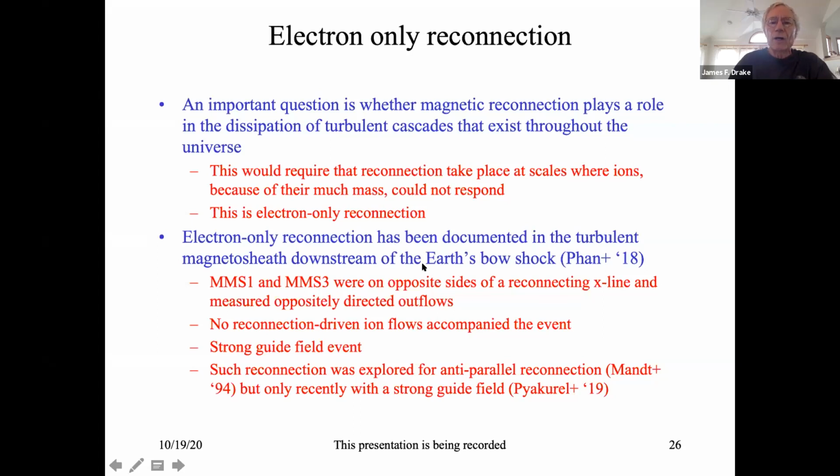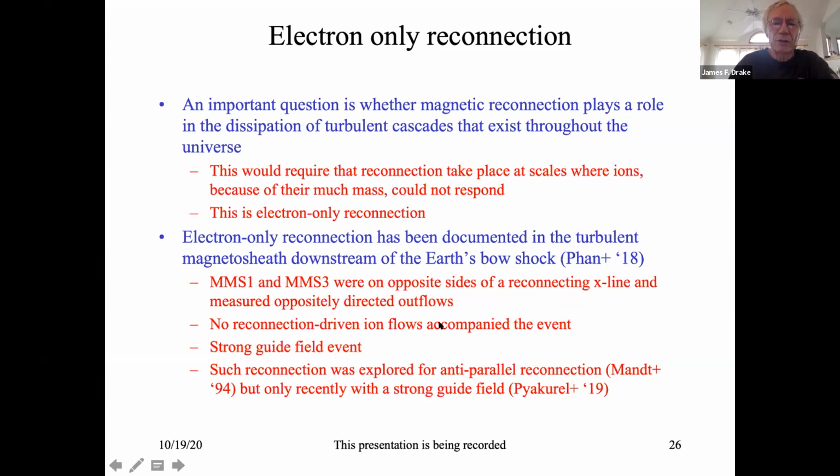So Phan has a 2018 Nature paper based on observations in the magnetosheath downstream of the bow shock. MMS 1 and 3 were on opposite sides of a reconnecting X line and measured oppositely directed outflows.